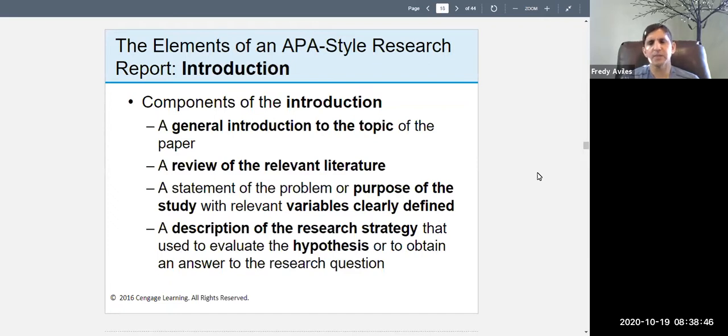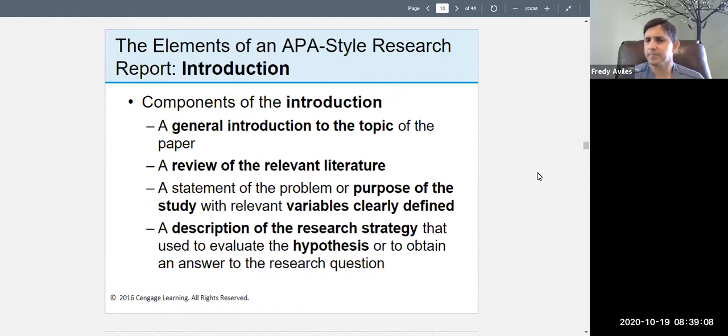I'll show you guys an example in a moment, but there's a description of the research strategy and the hypotheses. Sometimes students forget that, but at the end of the introduction, you need to basically introduce your study. Okay, you need to say something about what was done in your study and what you are predicting, at the very least.